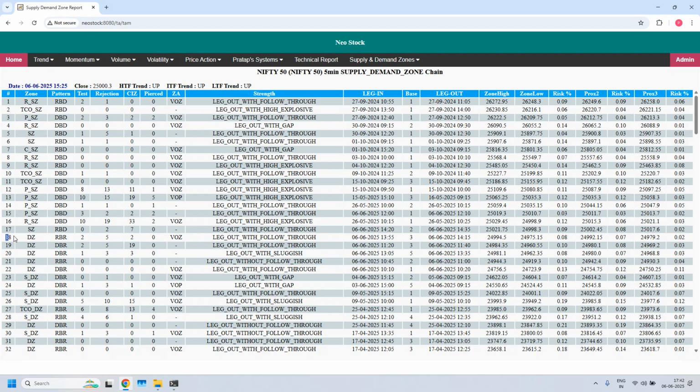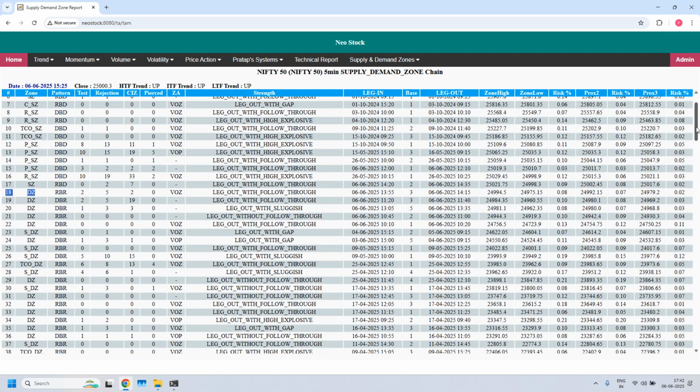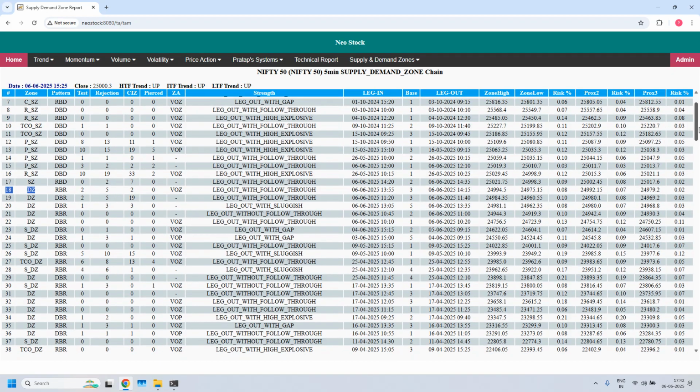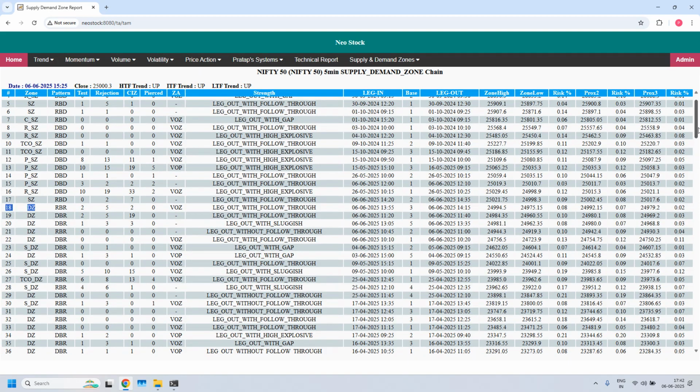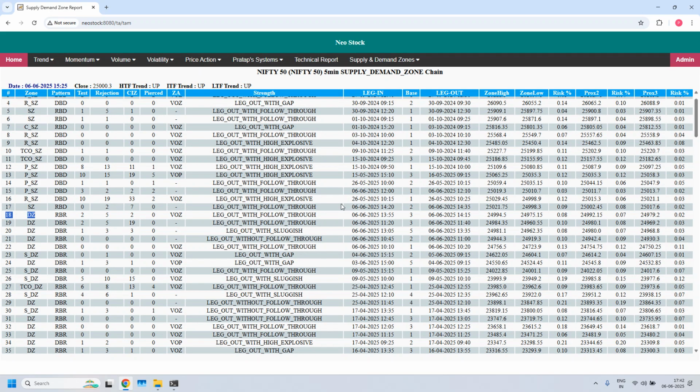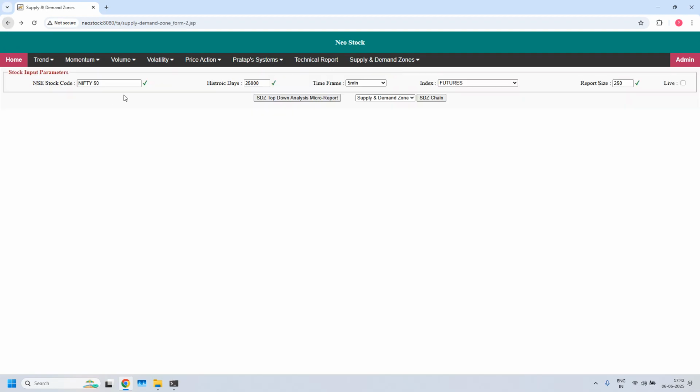But for 5 minutes, nearest demand zone to the current closing price is serial number 18. If you want to get more demand zones, let me scroll the list down. Okay. Next we will look into Bank Nifty supply demand zone chain. Going back and changing the name to Nifty Bank. Generating monthly supply demand zone chain for Bank Nifty.